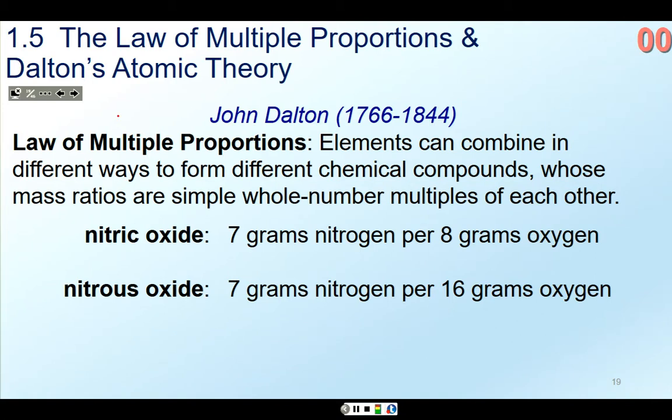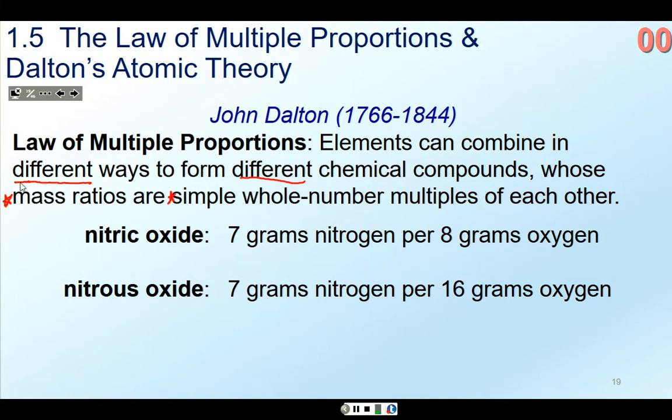The law of multiple proportions is a little different from the one about definite proportions that we had in the previous discussion. It tells us that elements can combine in different ways to form different chemical compounds. So depending upon which compound it is, there are different mass ratios that are simple whole number multiples of each other. Nitric oxide and nitrous oxides, whose formulas are not shown here, are two different examples of combinations of nitrogen and oxygen.